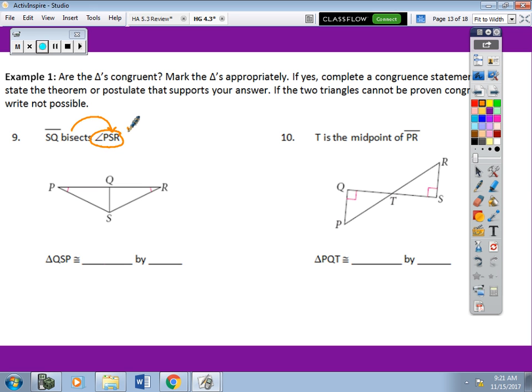So this angle is being cut into two congruent angles. SQ is what's doing the cutting. It has the knife. Remember I said dissecting a frog? Bisecting. So that's what's cutting through. It's cutting this angle, PSR, into two congruent angles, in half.